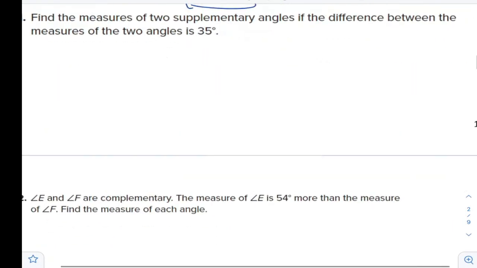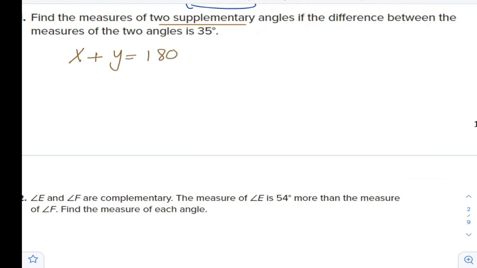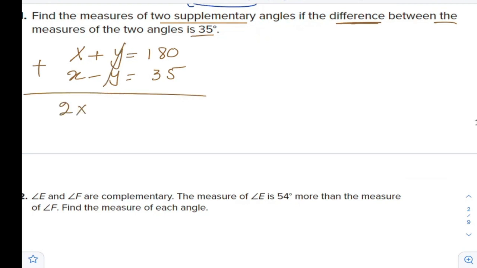Find the measures of two supplementary angles. Same thing. Directly we can write x plus y is 180. إنهم supplementary. متممين لبعض 180 مجموعهم. If the difference between the measure of two angles is 35, so x minus y is 35. So what to do? Same thing, you can add. So it's 2x equals. You can try by your own.